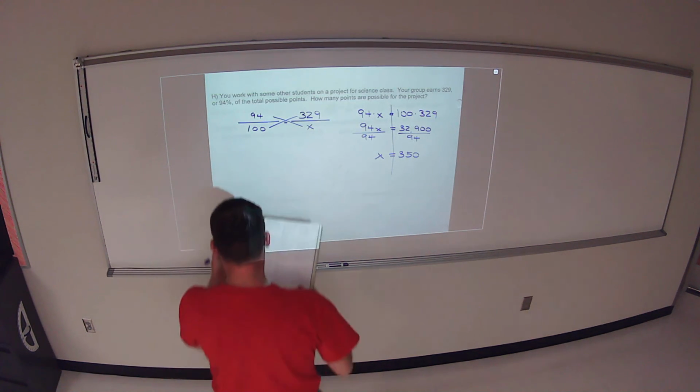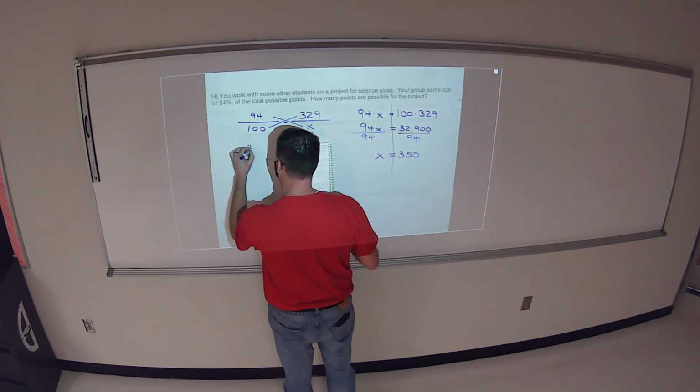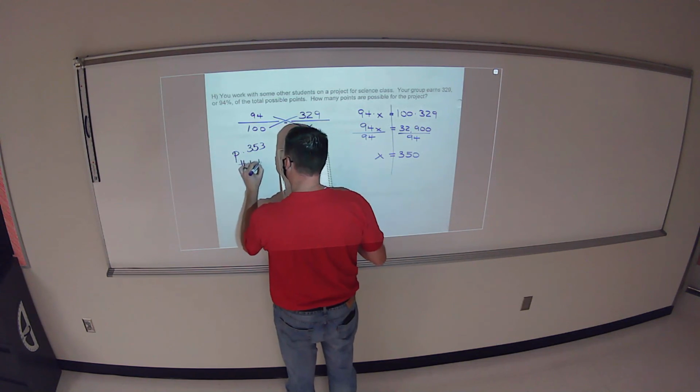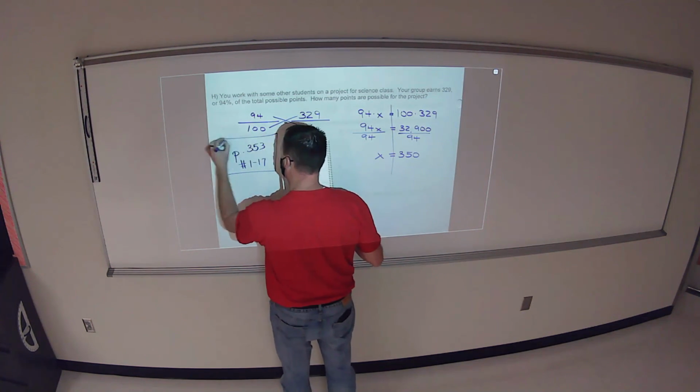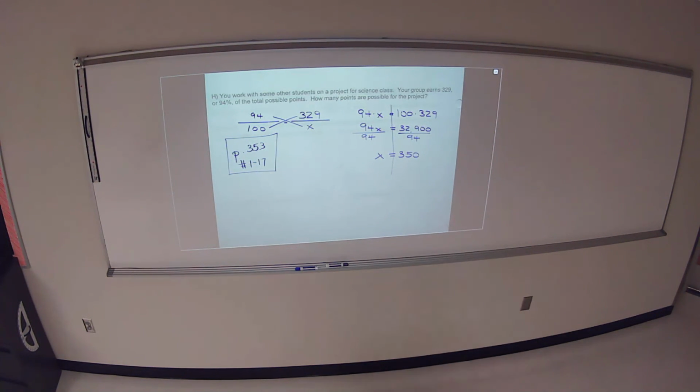All right, your assignment then for the weekend is going to be page 353, numbers 1 through 17. That is not odd, that's not even, that's just 1 through 17.